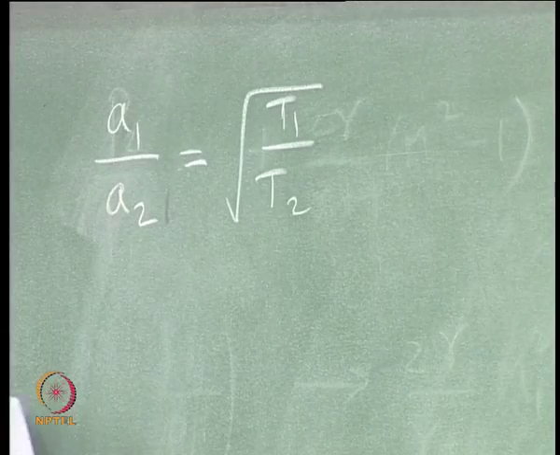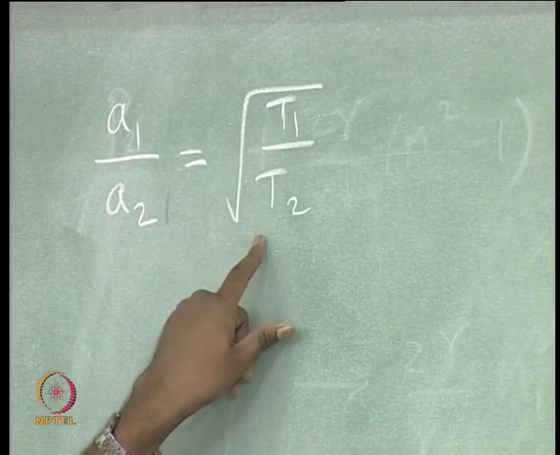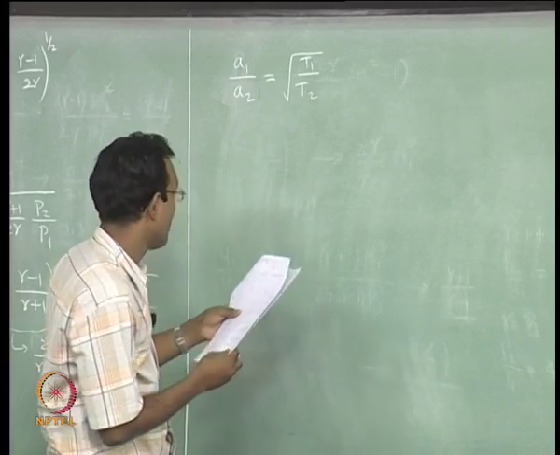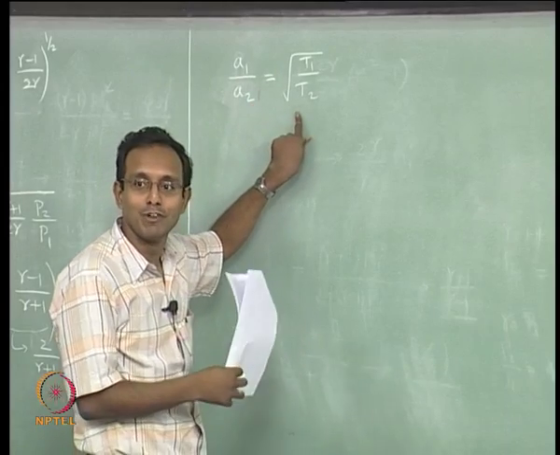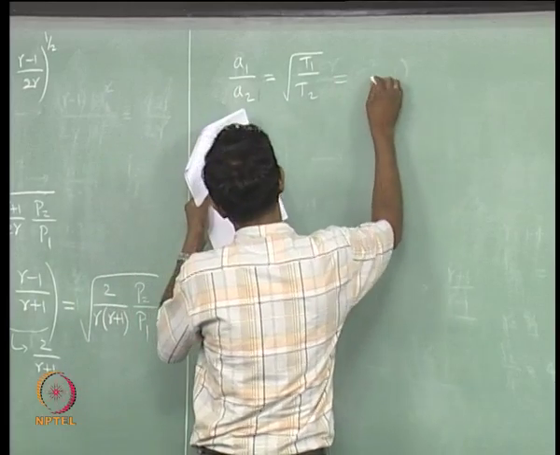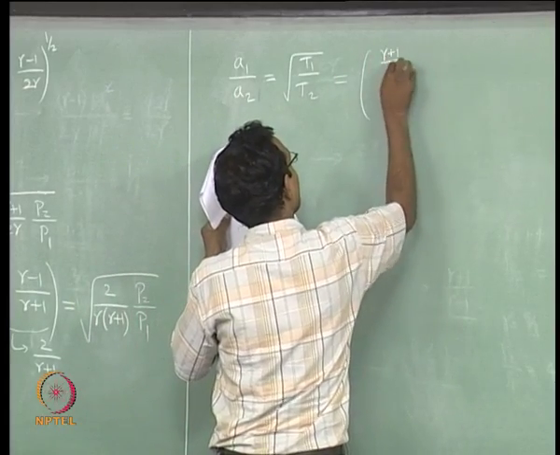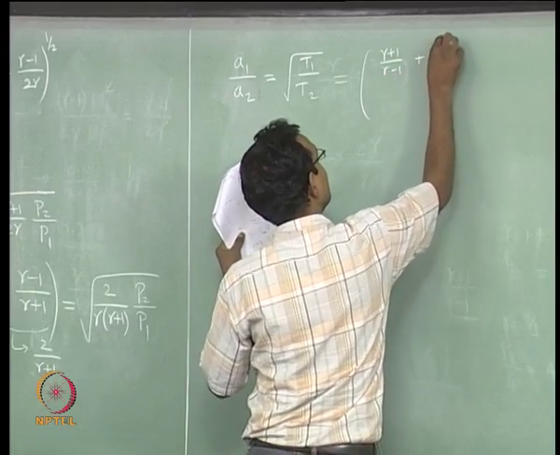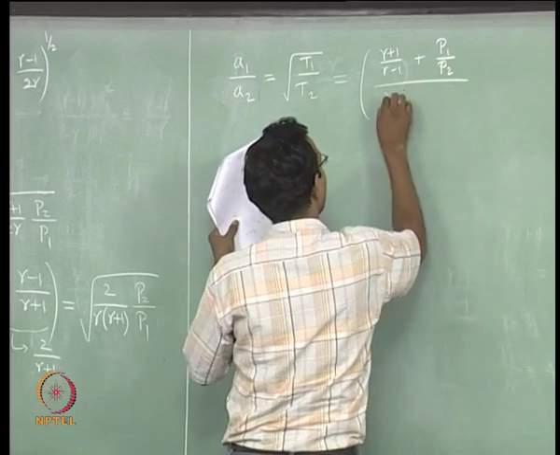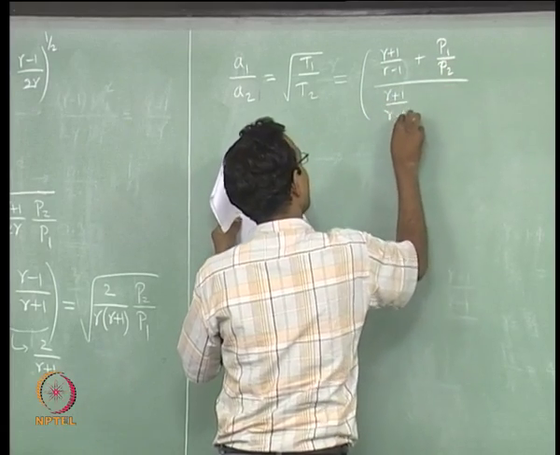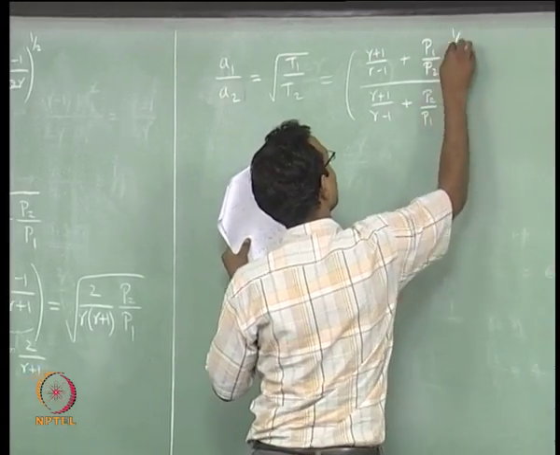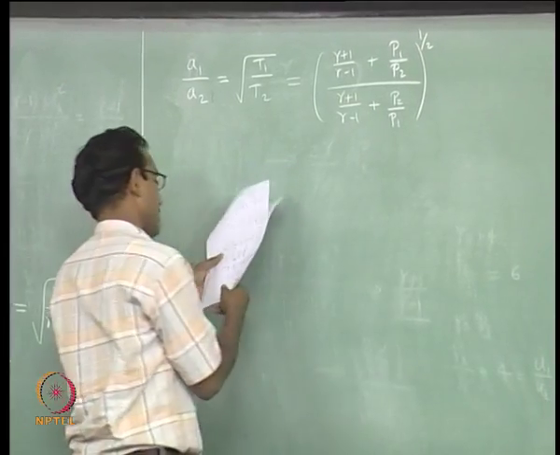I do not need to do much about this. Now, we have to write this T1 by T2 in terms of P2 by P1, because we are writing everything in terms of P2 by P1. T1 by T2 is whatever we wrote before for T2 by T1, you have to write it inverted. Okay. So, it is going to be, this is the only place where it is different, it will be P1 by P2 divided by gamma plus 1 by gamma minus 1 plus P2 by P1, whole power half. Okay. This is what you are going to get.